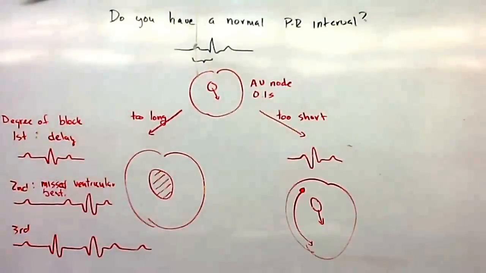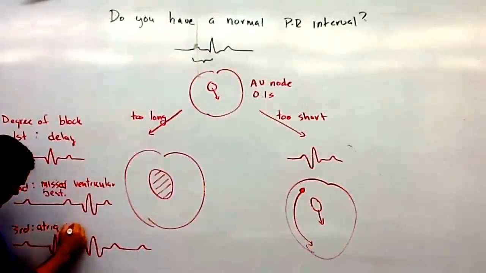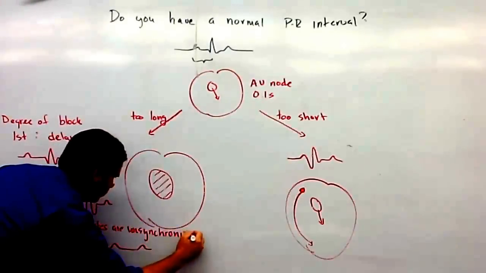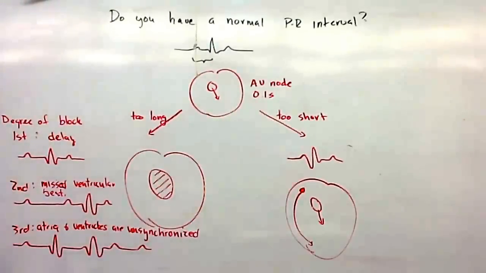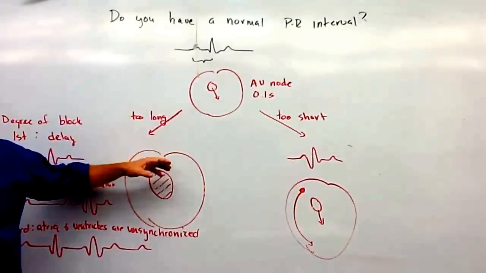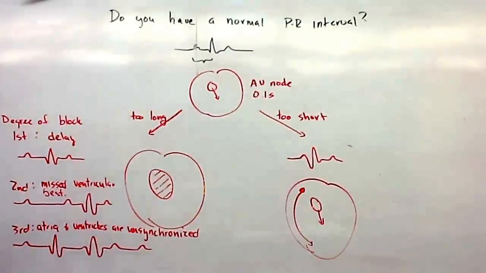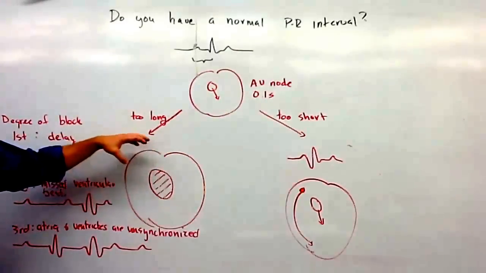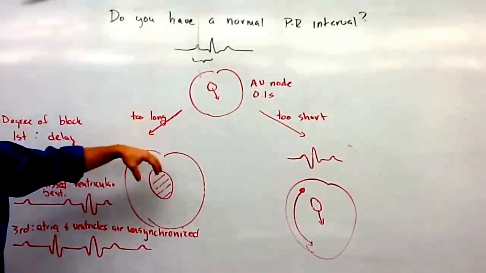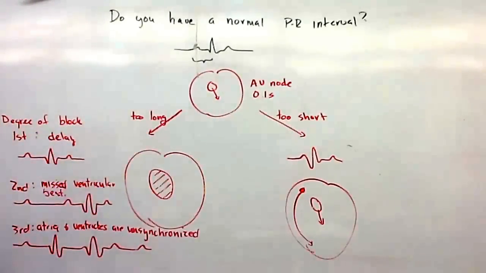Third degree block, atria and ventricles are unsynchronized. The ventricle has its own pacemaker if it's not receiving a signal from the atria. So in the case of third degree block, nothing is getting through here. So the atria are contracting. The ventricles are not receiving a signal, so they pick up their own pacemaker and start contracting on their own. The difficulty with that is the atria usually contracts at 70 beats per minute. Ventricular pacemakers are much slower. So the atria may be contracting at 70 beats per minute, but the ventricle is only contracting at 40 beats per minute. So the atria is contracting completely unsynchronized from the ventricle, which on an EKG would mean the P wave and the QRS are completely unmatched.